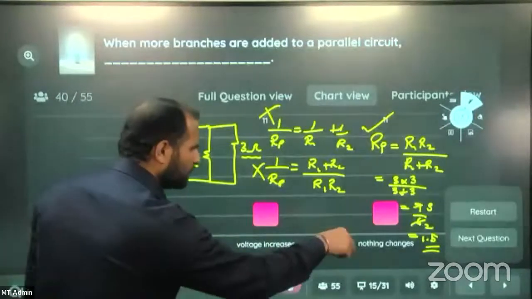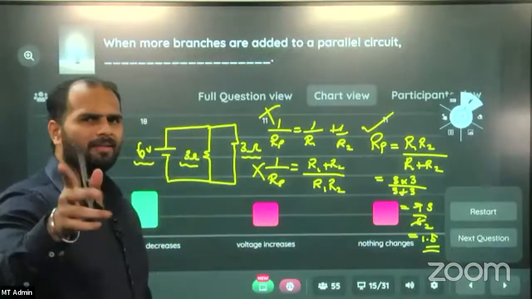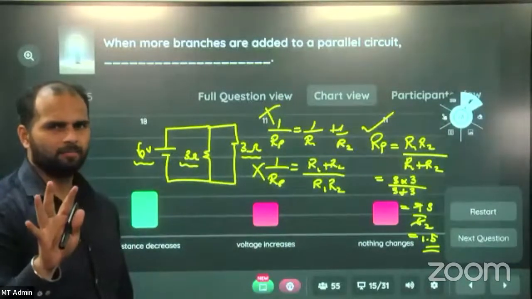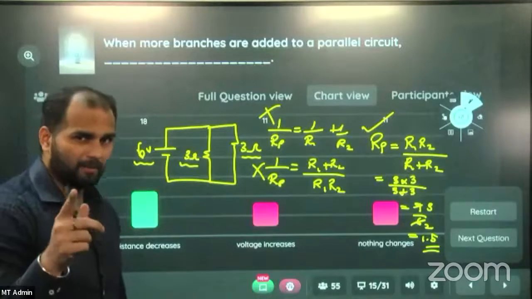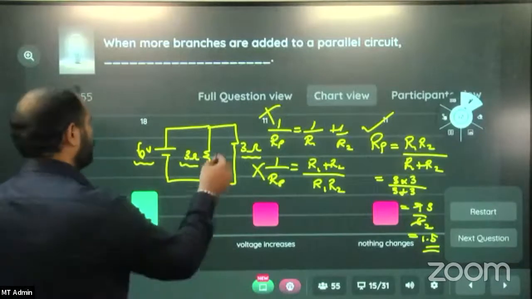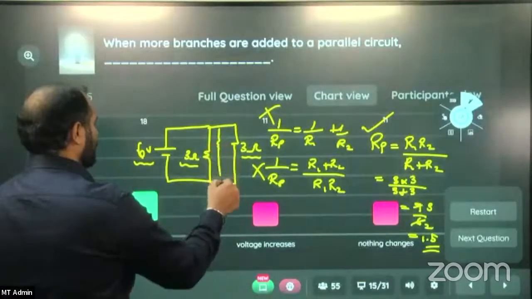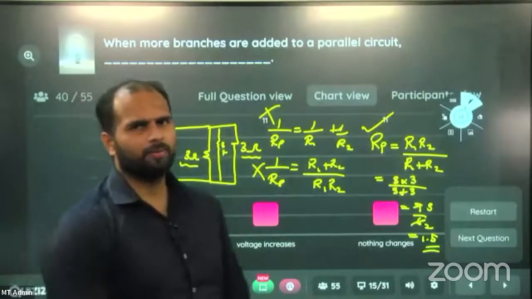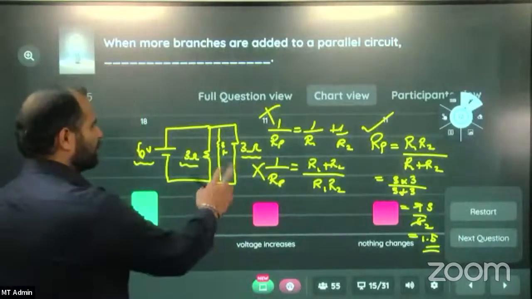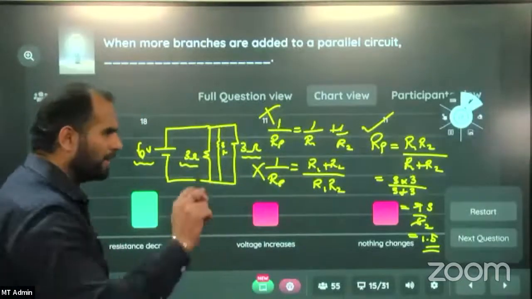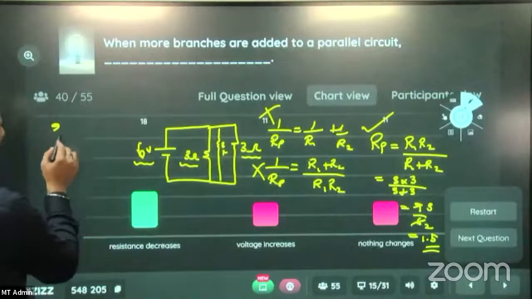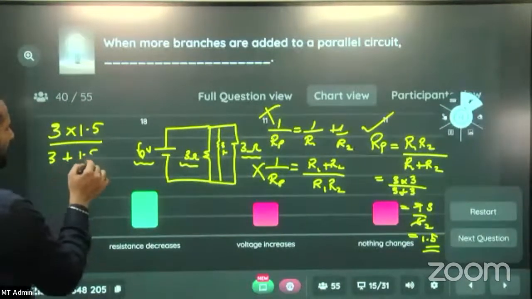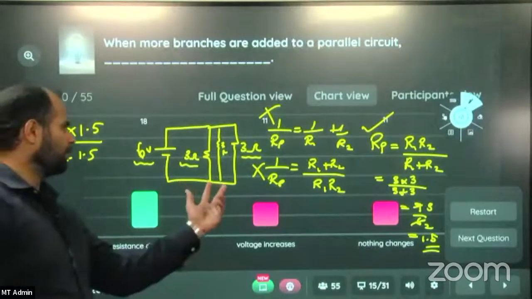Now, can you see clearly that this 1.5 is nothing but half of this 3? Right? At the same time, assume that there is one more resistance of 3 ohm again. I have taken out the parallel combination of the two 3 ohm resistors, which is 1.5. Again, what do I have to do? I have to find one more: 3 into 1.5 upon 3 plus 1.5.